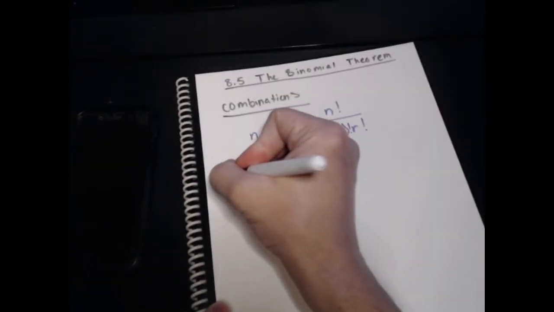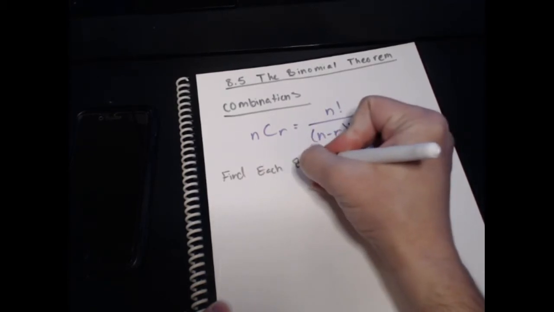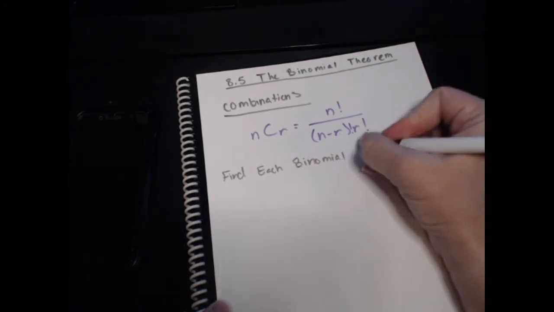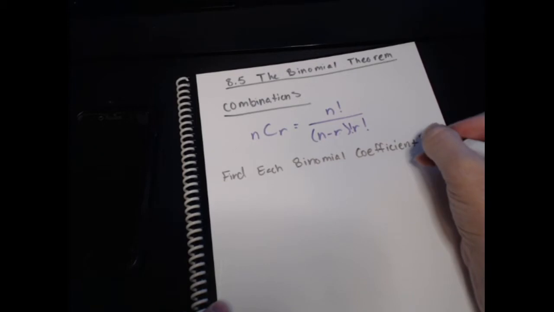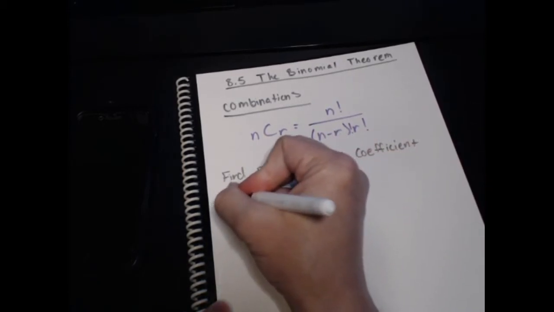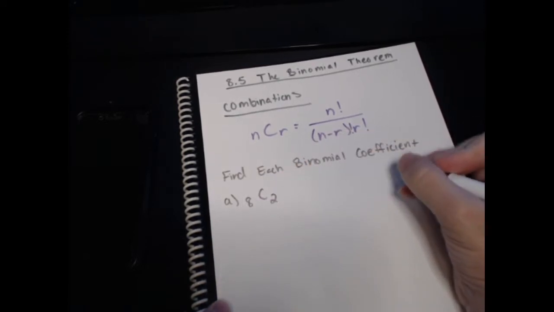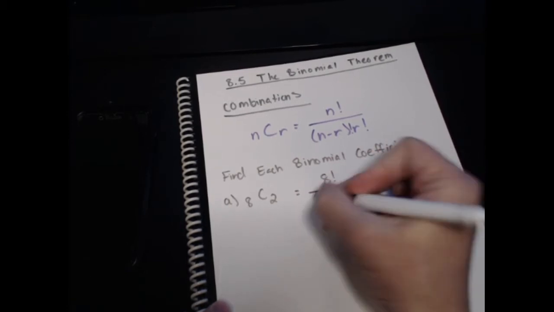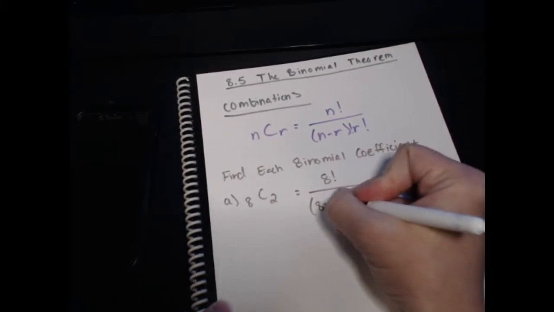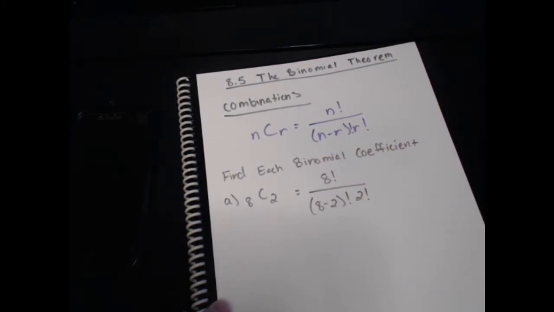So this is your formula every time. It doesn't change. This is a pretty straightforward process. So if they say find each binomial coefficient, they have things like for A, if you had 8C2. All you're doing is saying, hey, that's 8 factorial all over 8 minus 2 factorial times 2 factorial. And then you're working it out.